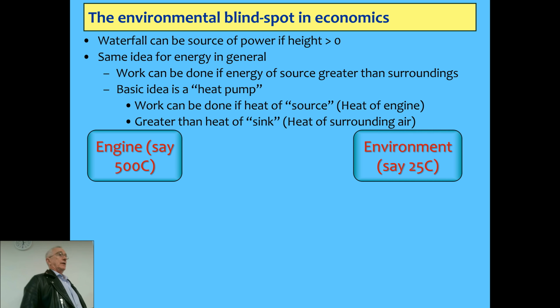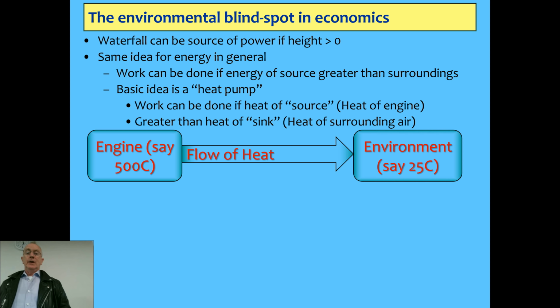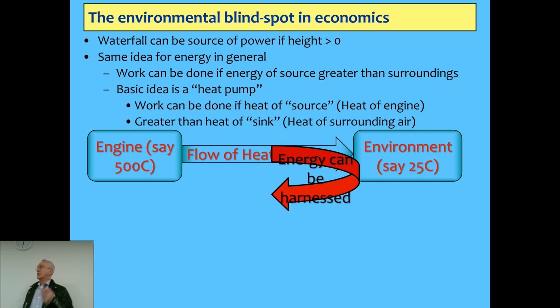And say the environment's a warm day in Britain, 25 degrees Celsius. Then there's going to be a flow of heat from the engine to the environment, and there's a 475 degrees Celsius gap. That's the energy you can actually make use of. So you can harness that energy.